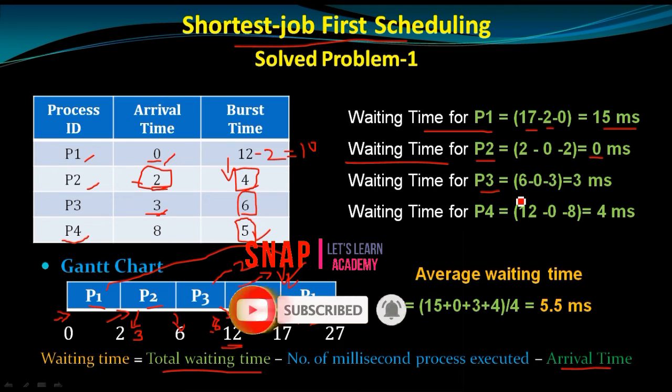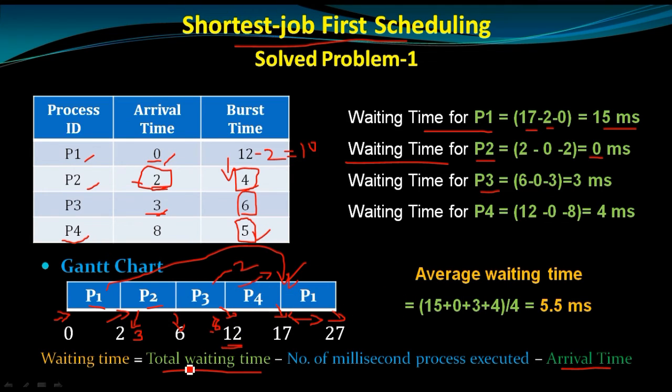Coming to P3, it is entering at 6 millisecond. It is waiting 0 to 6 millisecond, means total waiting time is 6 millisecond. Number of milliseconds processed is 0, and the arrival time is 3 millisecond. So 6 minus 3 is 3 millisecond waiting time for P3. So it is just waiting for 3 millisecond.